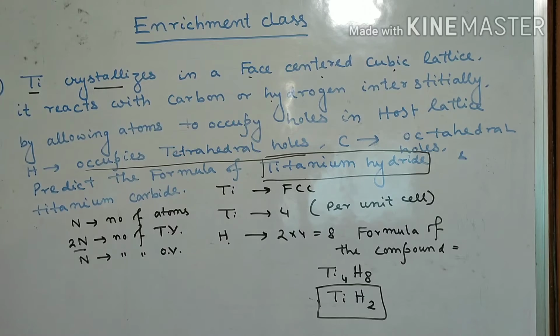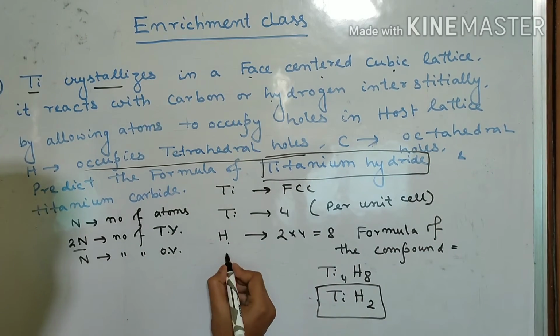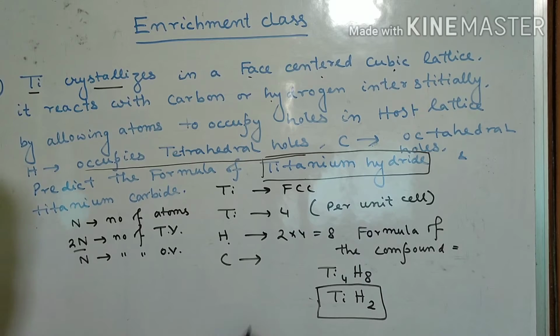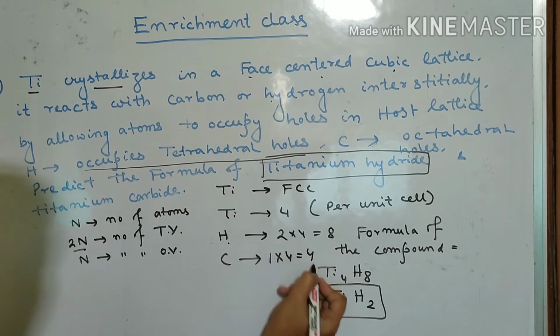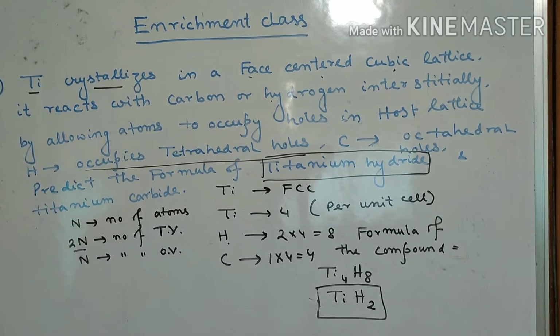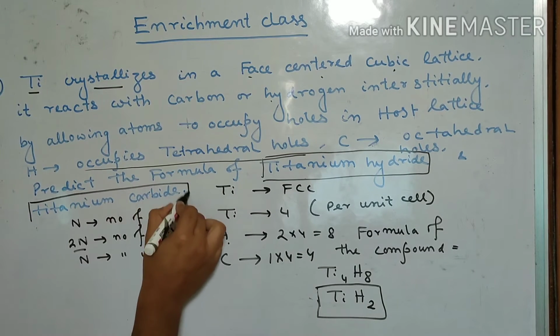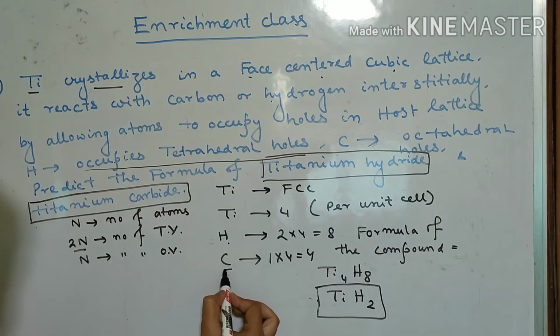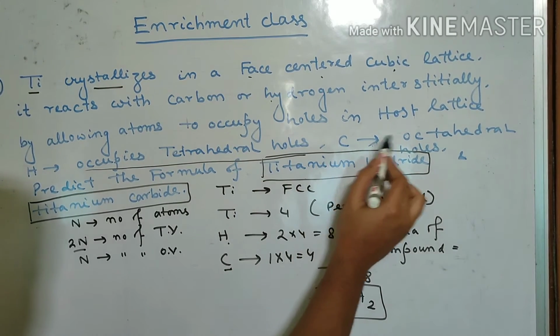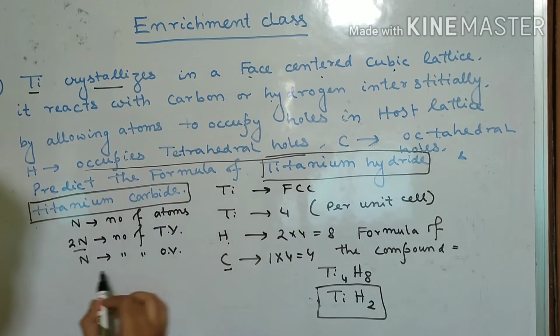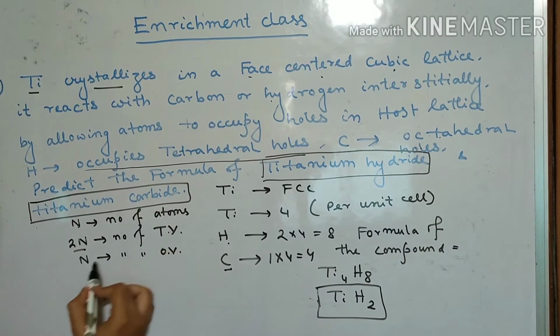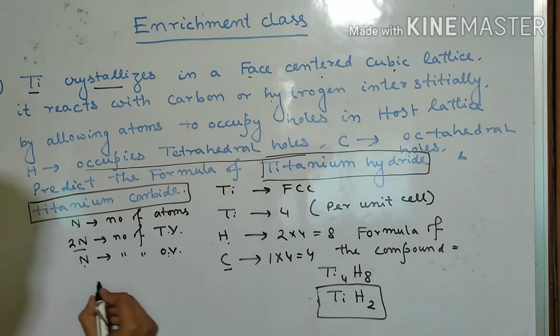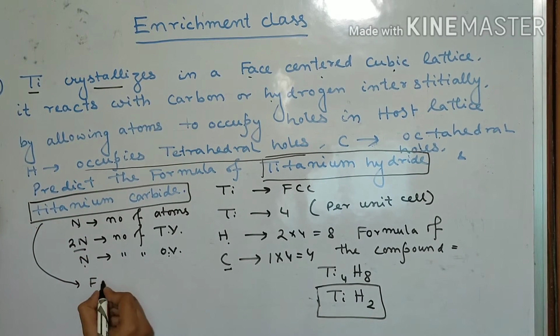Similarly, if we see the position of the carbon, the carbon occupies octahedral holes, so it should be 1 into 4, which is 4. In that case, how many carbon atoms will be there? 4. How many titanium should be there? 4. So if we have to find out the formula of titanium carbide, I think all of you are sure why carbon is 4, because carbon occupies octahedral holes. And if n atoms are present, n should be the number of octahedral voids.